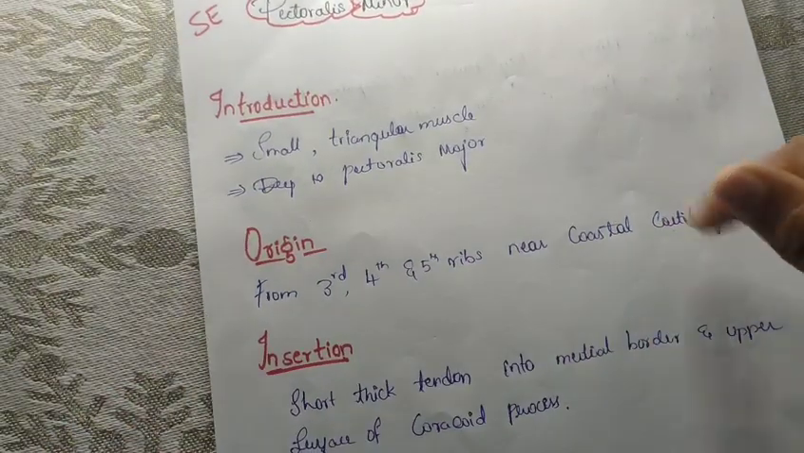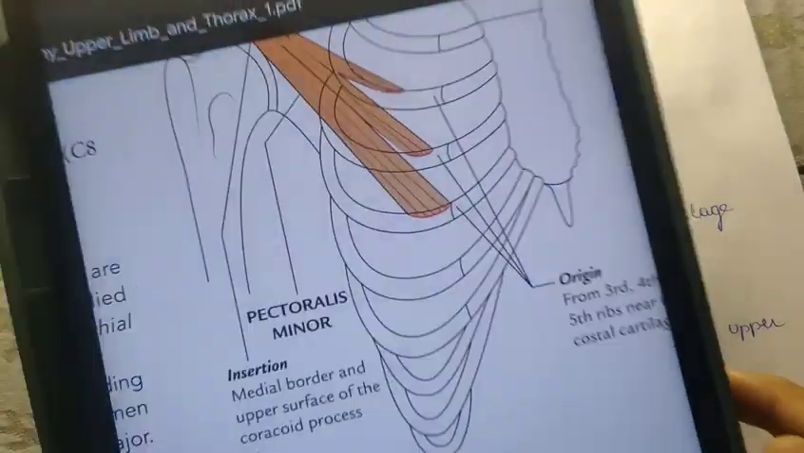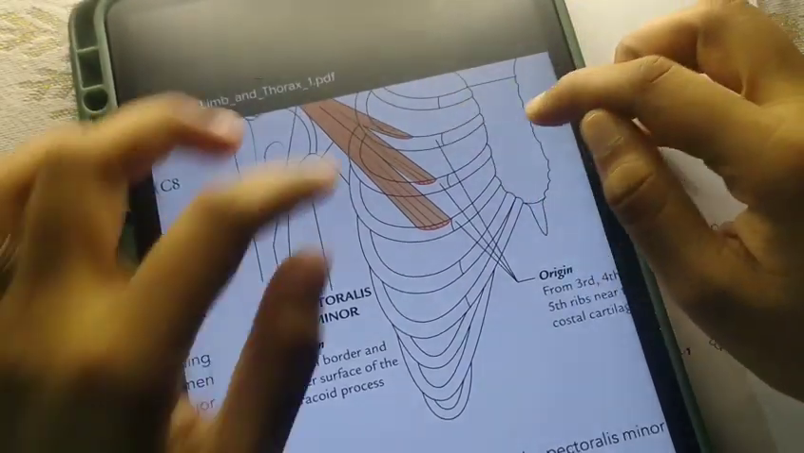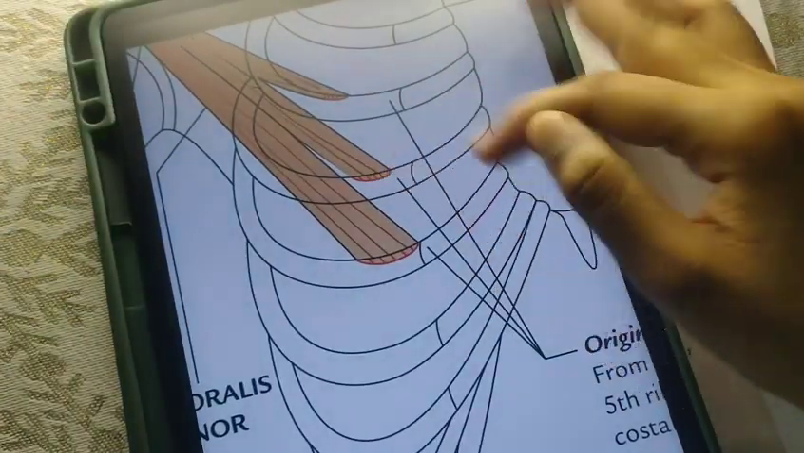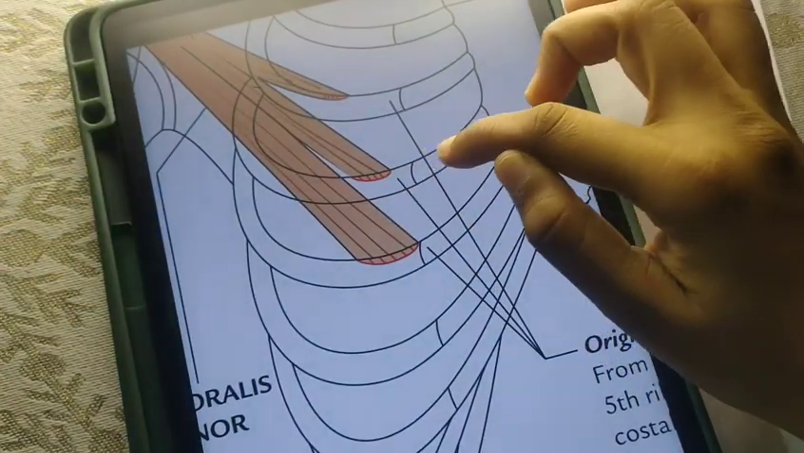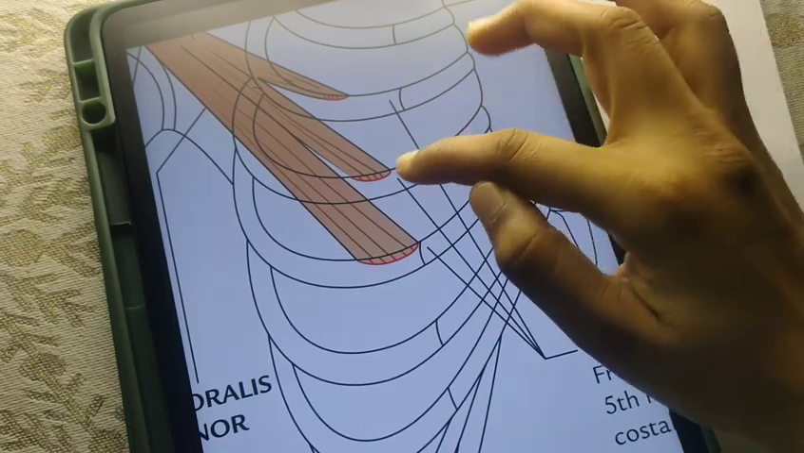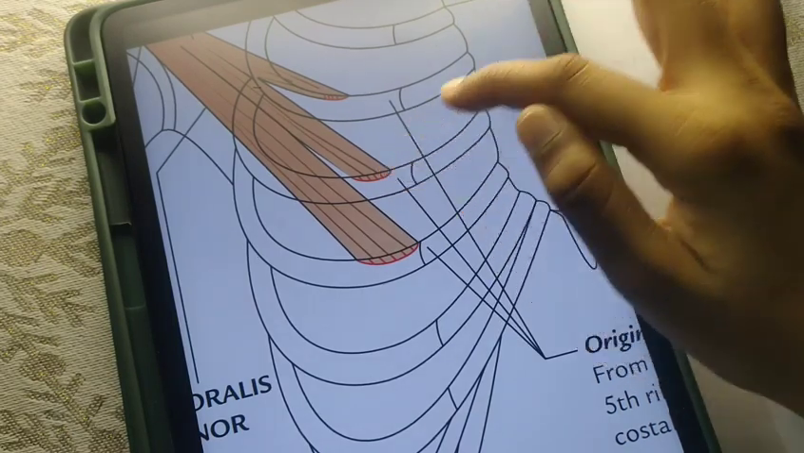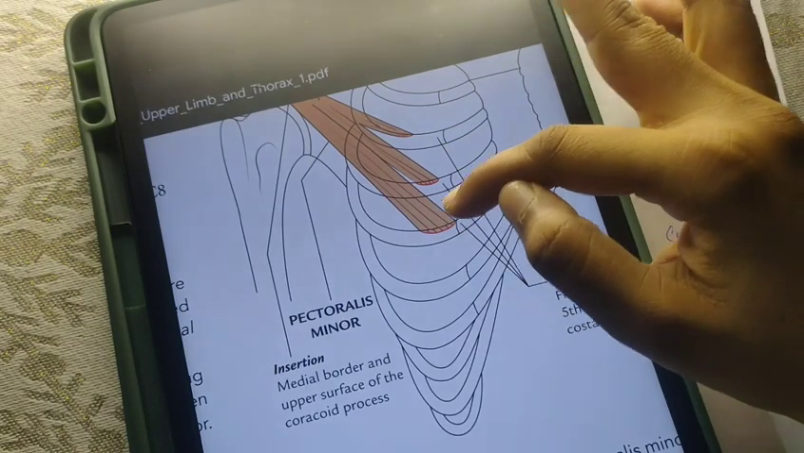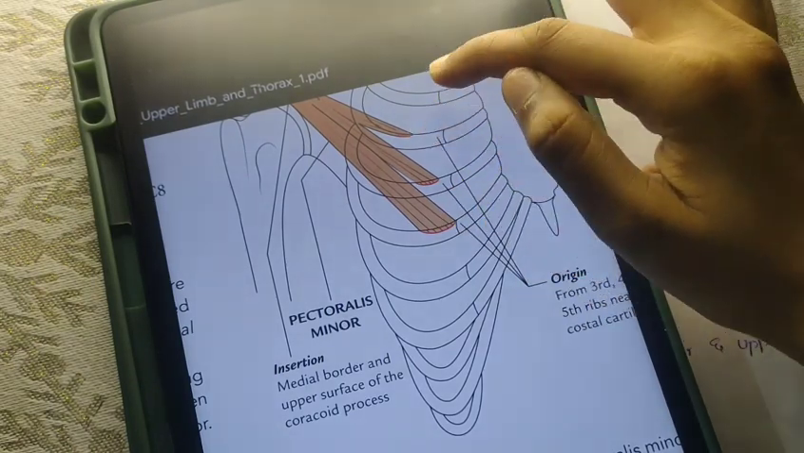Origin: it originates from the 3rd, 4th and 5th ribs near the costal cartilage. This line represents the junction between the cartilage and bone. This is the costal cartilage. We call the cartilage in the ribs as costal cartilage. Near the costal cartilage, in the 3rd, 4th and 5th ribs, it takes origin.